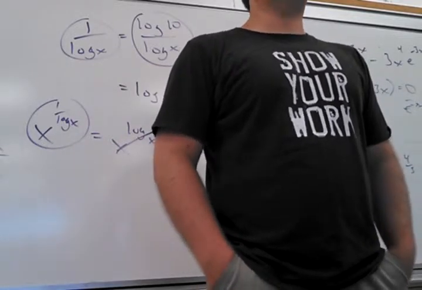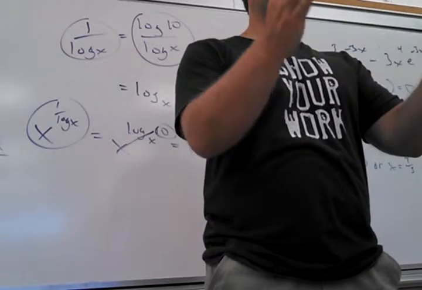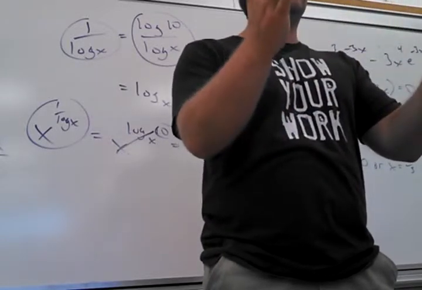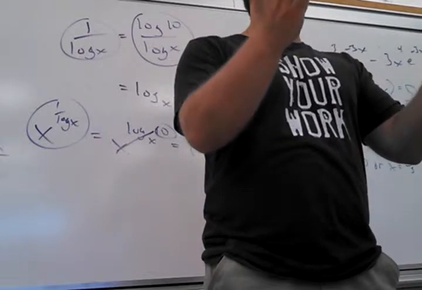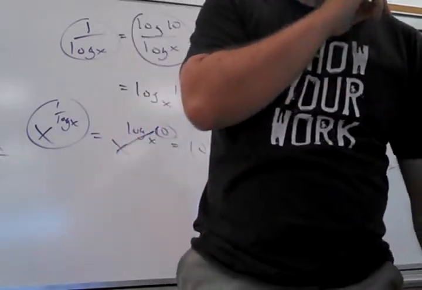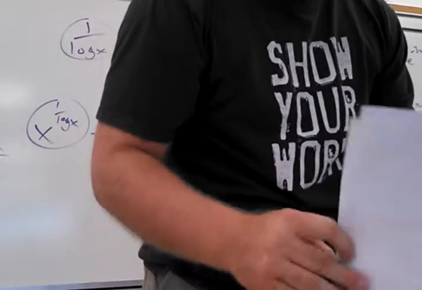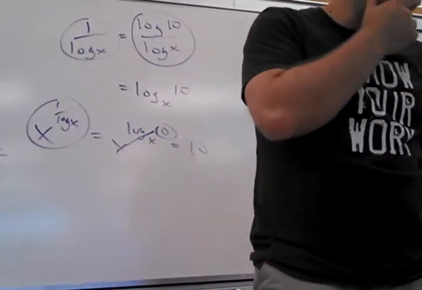Alright, so, anything else from the practice test? Homework? Yes? I'm looking at number 6 on the practice test, and I'm just trying to remember, is there a shortcut way to figure out what it's going to look like? Or do you just have to plug numbers and chug?